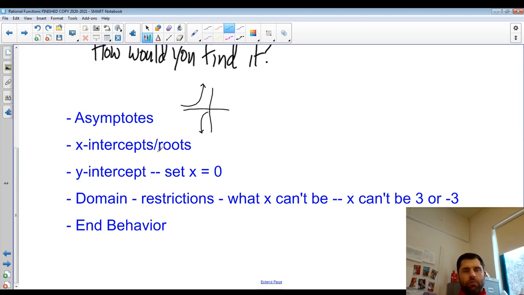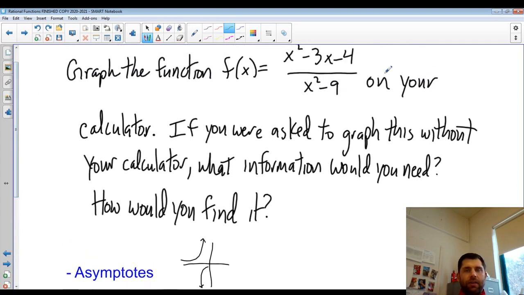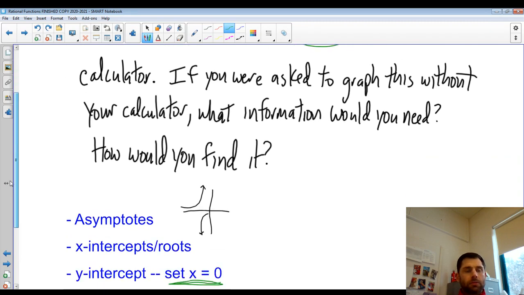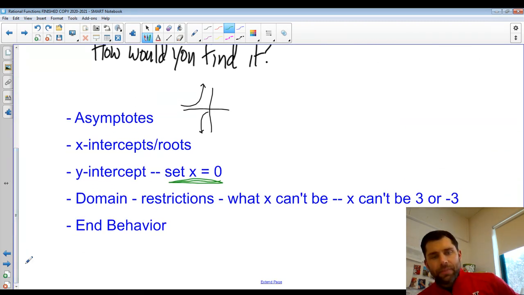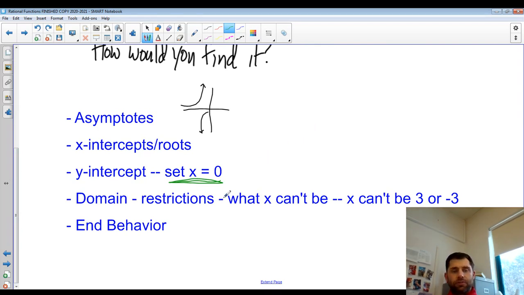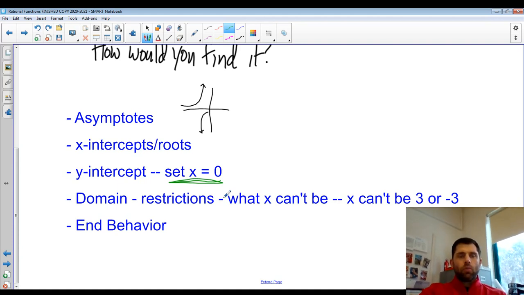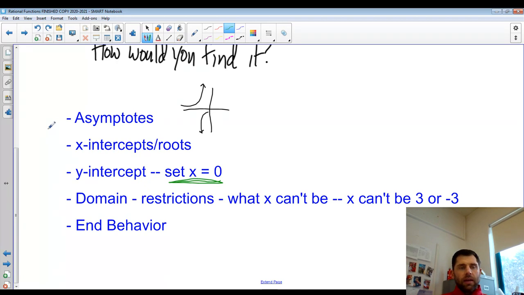The x-intercepts, or the roots, are important. The y-intercept is important. We know the y-intercept happens when x is 0. Domain restrictions. So in this particular graph, x can't be 3 or negative 3. We know that by looking at the denominator. We talked about end behavior a lot in our polynomials unit. So what is happening at the ends of this graph is also extremely important. So hopefully you got some of that stuff on your list. We will practice working with all this, but if you were able to get the majority of this list, that's really all we need.